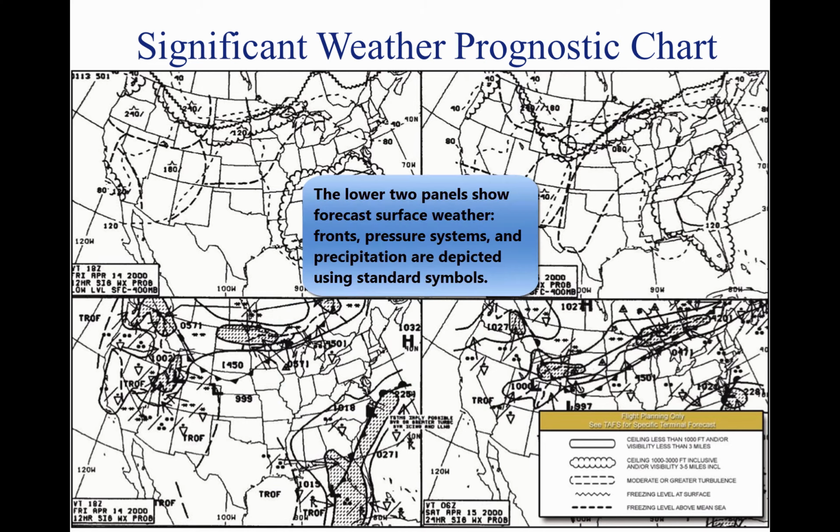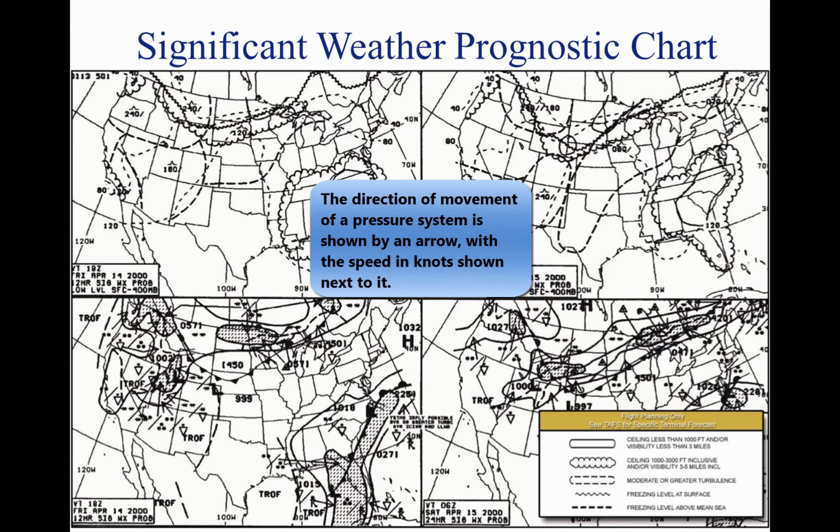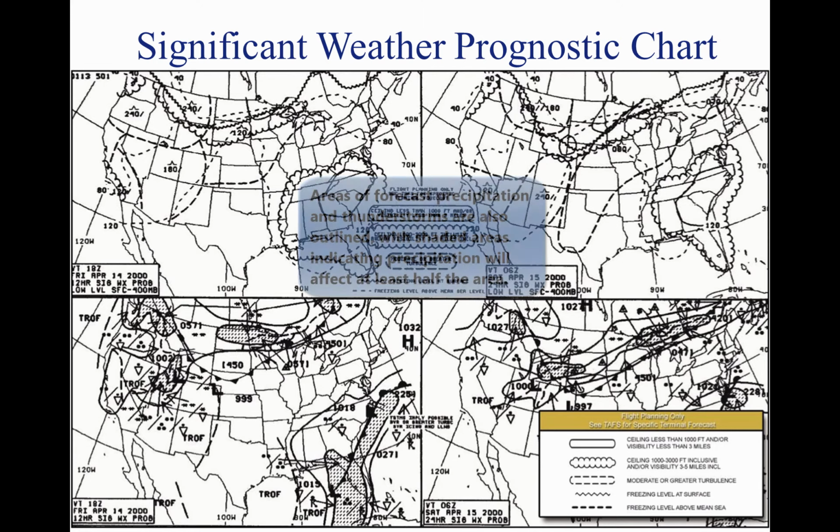The lower 2 panels show the forecast surface weather and depict the forecast locations and characteristics of pressure systems, fronts, and precipitation. Standard symbols are used to show fronts and pressure centers. Direction of movement of the pressure center is depicted by an arrow. The speed in knots is shown next to the arrow. In addition, areas of forecast precipitation and thunderstorms are outlined.